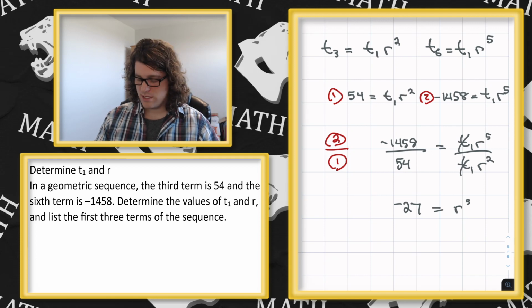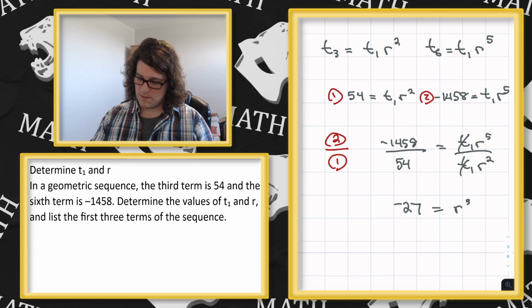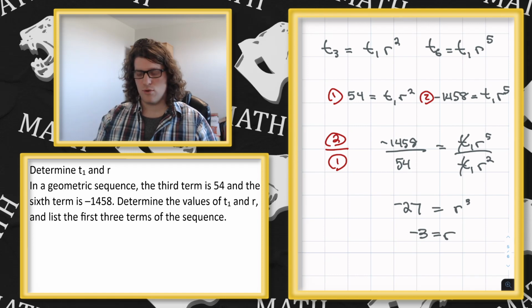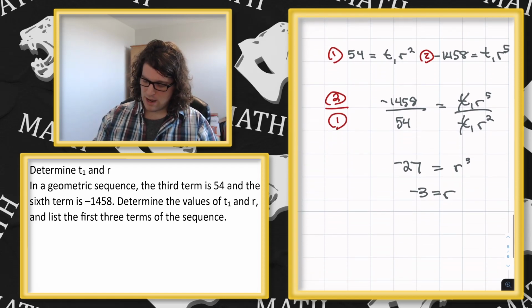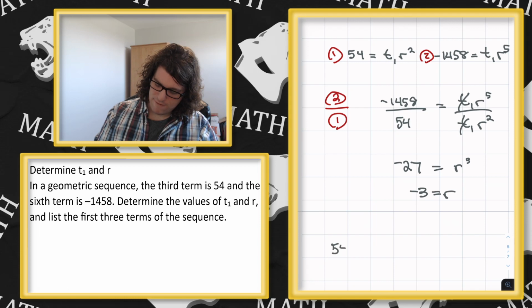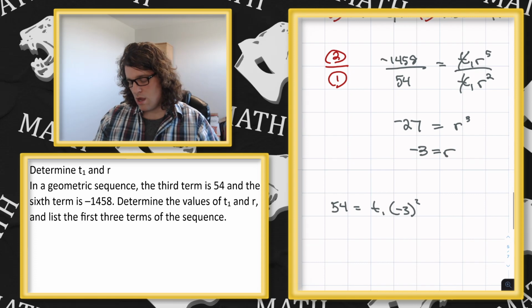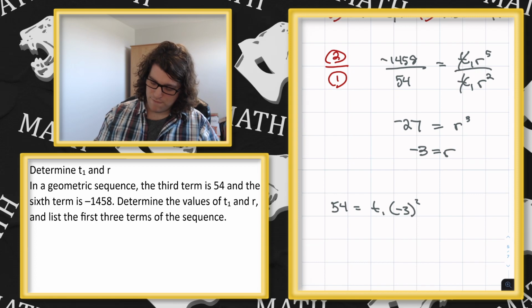Take the cube root of both sides. Cube root of a negative is going to be negative, and the cube root of 27 is 3. So negative 3 is equal to r. So we now have the common ratio. I also have the equation that says 54 is equal to T1 times the common ratio squared, and my common ratio I just found was negative 3. So what we could do there is take the negative 3, square it, that's 9, divide 54 by 9 and get 6. And so my T1 is equal to 6.